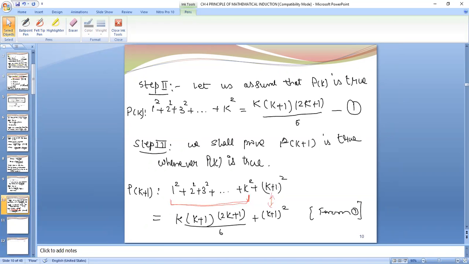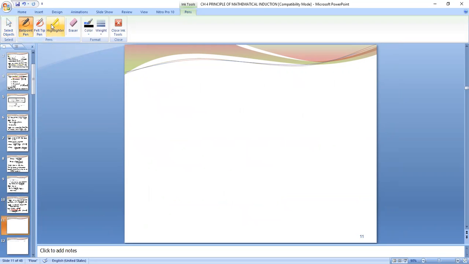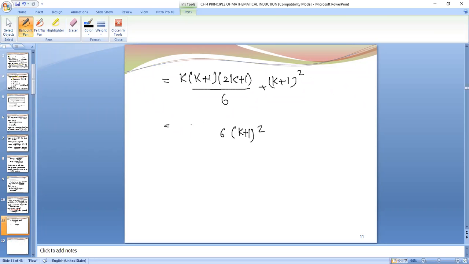Okay. So we reached k into k plus 1 into 2k plus 1 upon 6 plus k plus 1 whole square. Now we will prove. We have k into k plus 1 into 2k plus 1 upon 6 plus k plus 1 whole square. Next step, what could be? We can take LCM. 6 in the LCM. So 6 cancelled. In the LCM, what we will be doing?